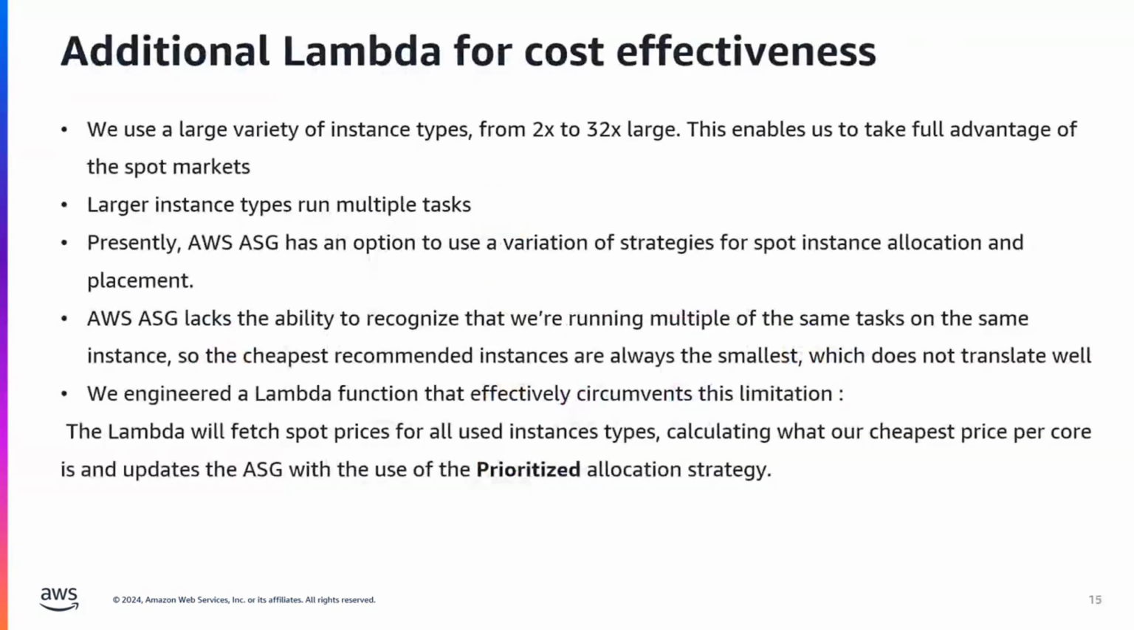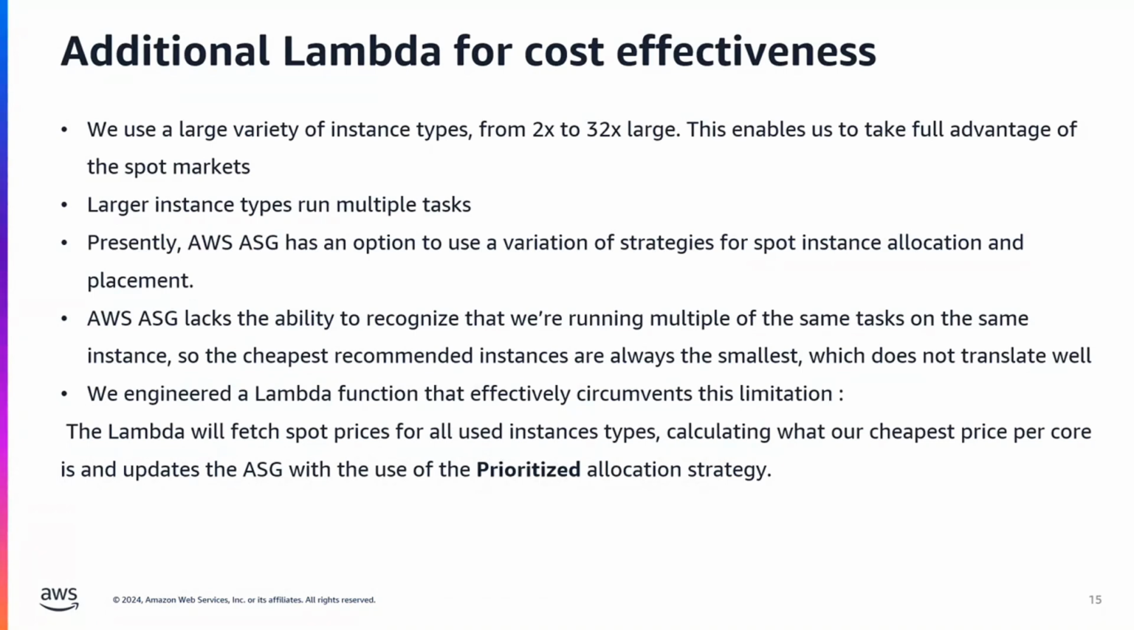Next slide, please. So what I've shown so far is the solution as we built it initially, and we have run it for at least a month without any issues, and I'm happy to save some money. But we have realized one thing: we use a large variety of instance types, as shown here from a 2x to a 32x large, which enables us to take full advantage of the spot market, the more instance types you use. And what's not shown here is that we leverage compute, general, and memory instances, also Graviton instances, which allows us to run, I think, more than 140 different instance types and sizes.